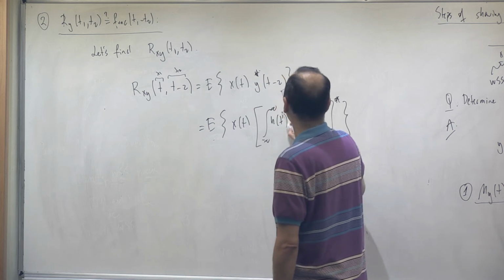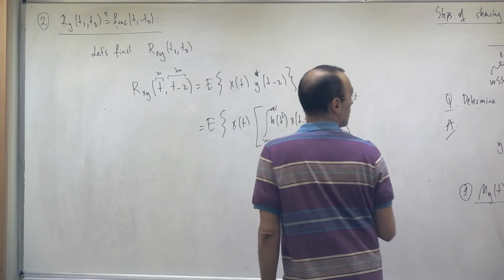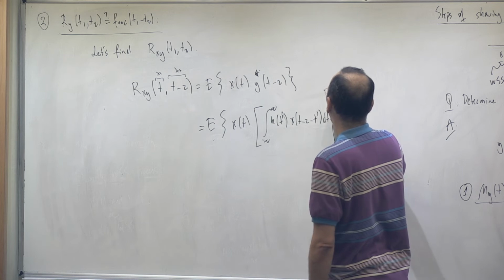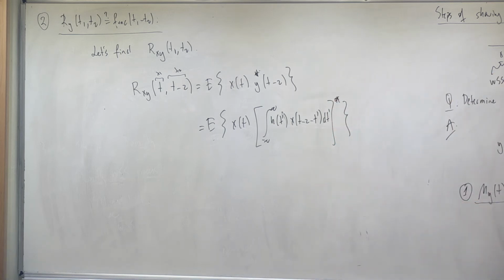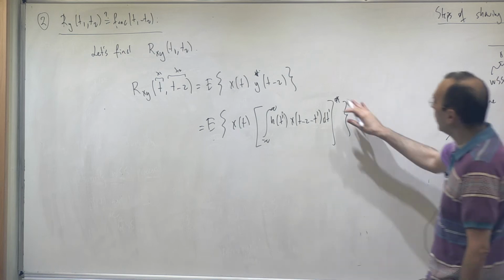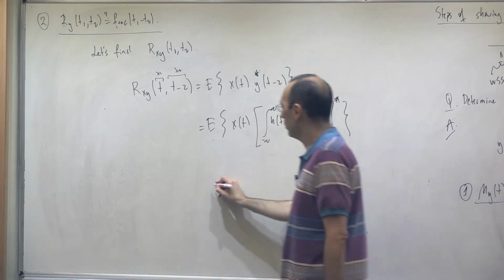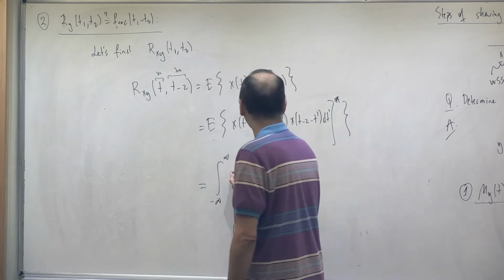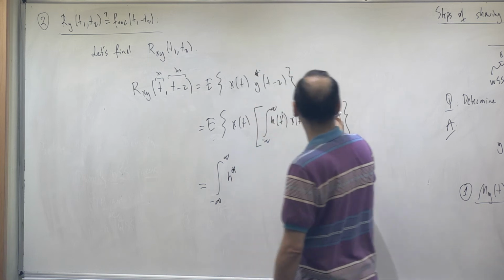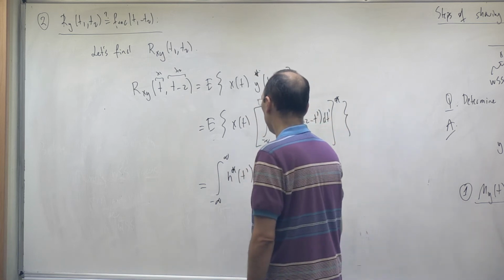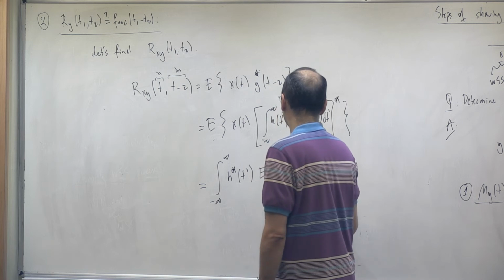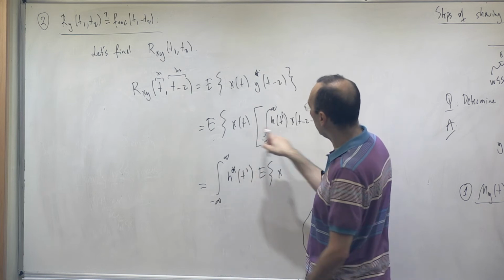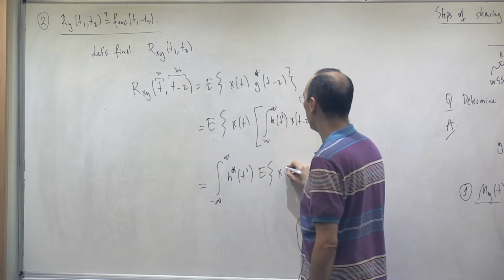T prime, x of t minus tau minus t prime, h of t prime dt prime. Do you agree? Okay. Now I should take the conjugate and do the expectation. Again, take the integral out. I have h conjugate of t prime, expected value of. As you see, not very much different from this one. Again, the expected value goes in, but at the end I have a product. So this is the point where I use the autocorrelation function.